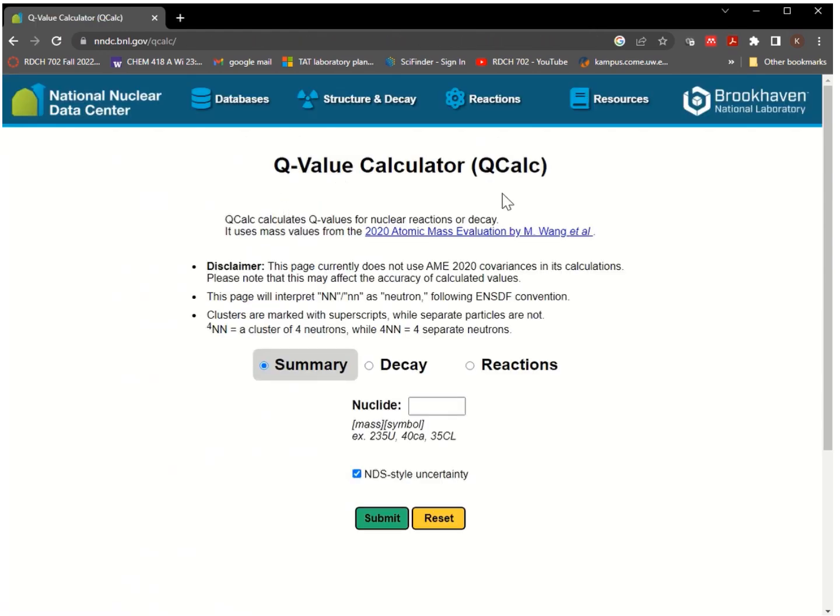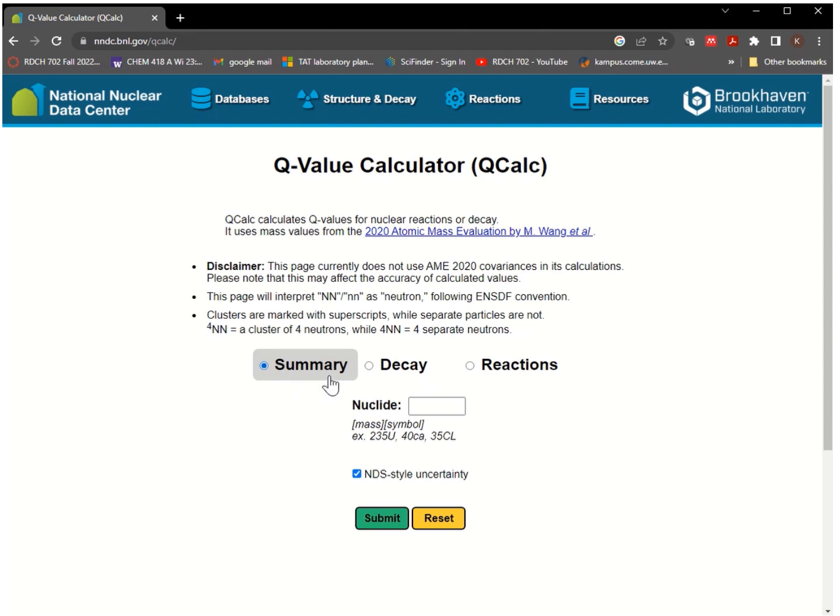So this Q value calculator, the data that it uses, the mass evaluation data is shown here. In our previous slides, we went over how to do the calculations from the mass excesses. This website uses the mass excesses found here. And you can read some of the disclaimers on this site. For instance, NN, lowercase or uppercase, is listed as a neutron.